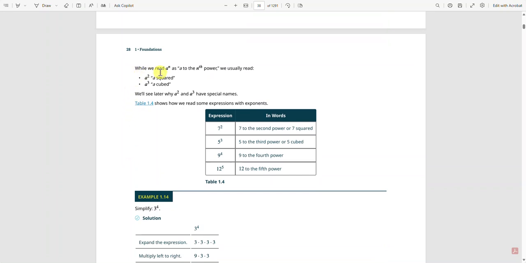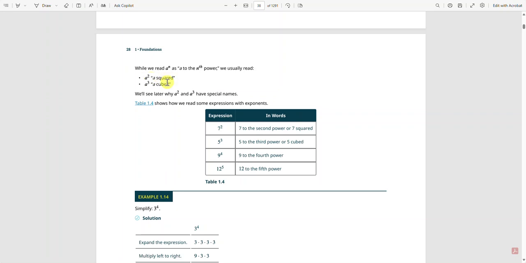While we read a with the exponent n as a to the nth power, we usually read a to the second power as a squared. So squared is just a way of expressing to the second power. A to the second power is called a squared. And a to the third power is called a cubed. So squared means to the second power, cubed means to the third power.